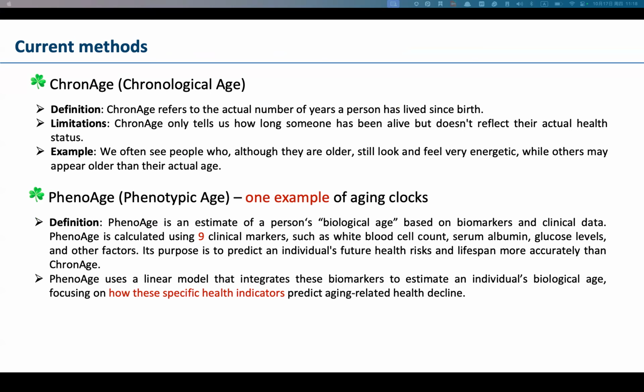And there is also FinAge, one example of an aging clock. The definition is that FinAge is an estimate of a person's biological age based on biomarkers and clinical data. FinAge is calculated using 9 clinical markers such as white blood cell count and so on. Its purpose is to predict an individual's future health risk and lifespan more accurately than chrono age.